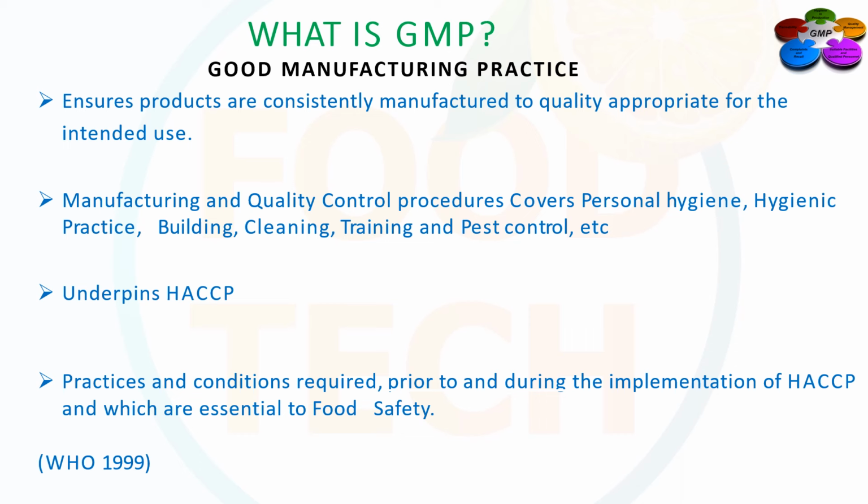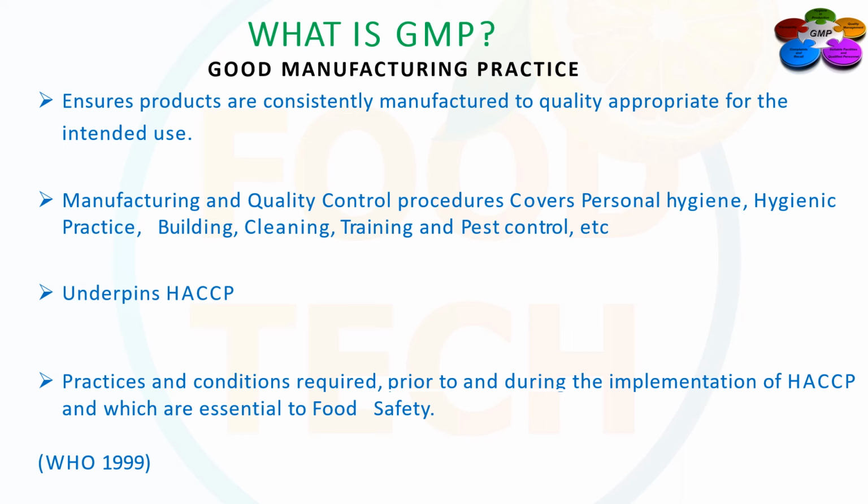GMP, what is GMP? I think many of us know the full form, good manufacturing practices. But what is GMP? The basic thing about GMP is that it ensures products are consistently manufactured to the desired quality. Everyone wants to consume good quality food. Also, it should be safe.